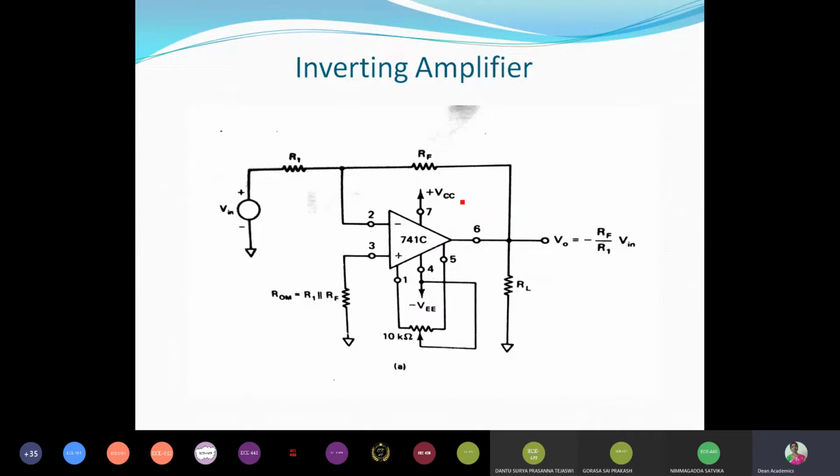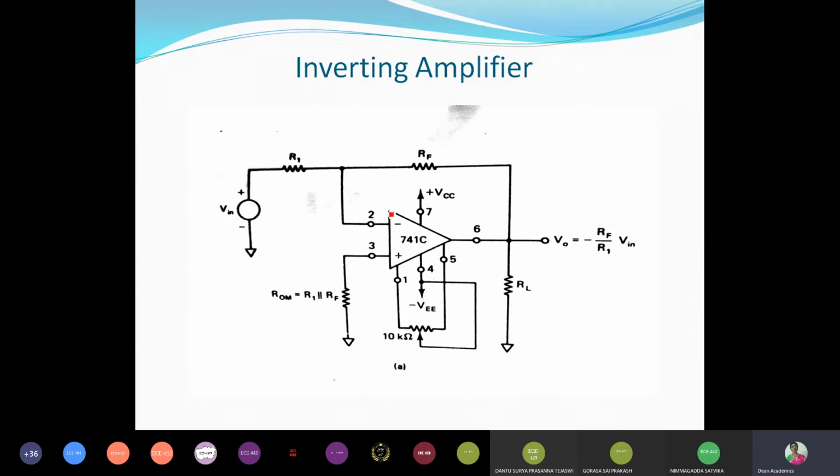Sometimes we also have plus VCC and minus VEE, and a potentiometer between pin numbers 1 and 5, that is the offset null adjustment. All these we will not show, for simplicity's sake. Whether we show it or not, all these adjustments will be there. So what I ask you to do is, as you wish.